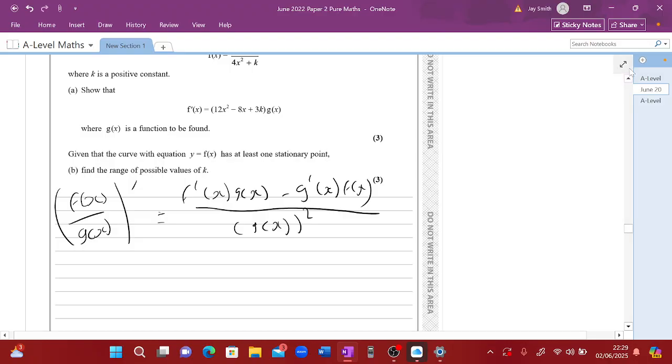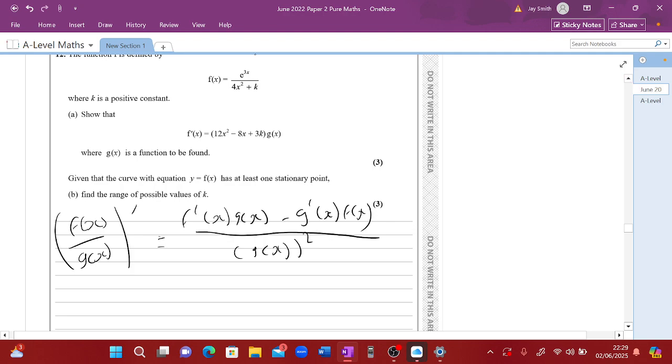Well, that's not ideal because it says f of x in the question. So I'm going to call it a different name. I'll call it h of x. There we are. So then that'd be h dash and then g dash of x h of x. Purely because I don't want to get mixed up with the f. So I've just called it a different function, h.